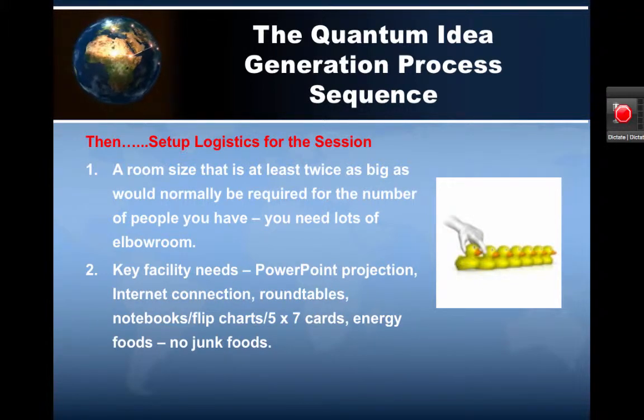You need PowerPoint projection. A lot of stimulus presentations are there. You want internet connection because you're going to be bringing in presentations off the internet. You want round tables. Round tables are very, very important in this process. You want 4 people per round table. Anybody that's interested in why that's such a pretty hard and fast requirement can contact me. You want notebooks, flip charts, pens, 5x7 cards, and importantly, energy foods, but not junk foods.